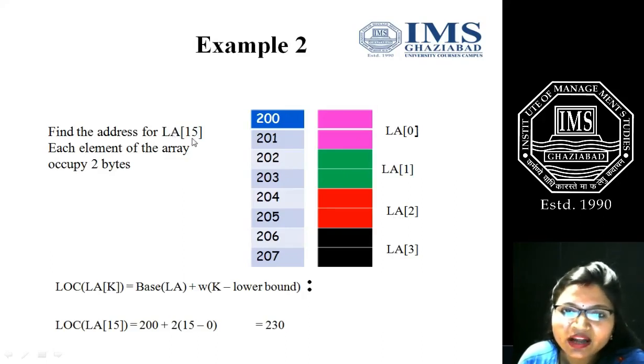If I want to find out the address of the element indexed at 15, the formula is: the base address we have is 200, the size of each element is 2, the index of the element whose address we want is k, here 15, and the lower bound is 0 since our index starts from 0. So the answer is 230.